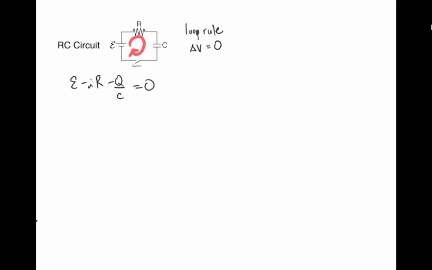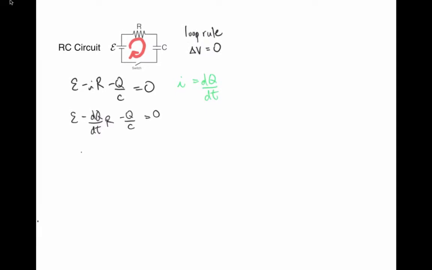Now remember that current in the circuit is defined as dQ by dt, and this dQ by dt is also the rate at which charge is being loaded onto the capacitor. Making the substitution for current, I'm left with EMF minus dQ by dt times R minus Q over C is equal to 0. And from your calculus studies, you'll perhaps recognize this as a separable differential equation. That's the physics, and from here I'm going to use calculus to solve this equation for charge on the capacitor and current in the circuit as a function of time.